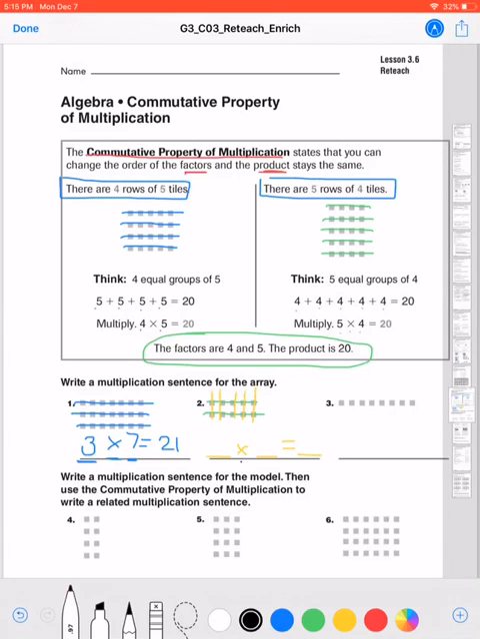So we know that the X, the multiplication sign, means rows of. So how many rows do we have? That's what this first one is saying. We've got 2 rows. And how many are in each row? We've got 5 in each row. So we would count by 5s. And we'd say 5, 10. So our final answer would be 10. Oops, I don't know why it's taking away my numbers.